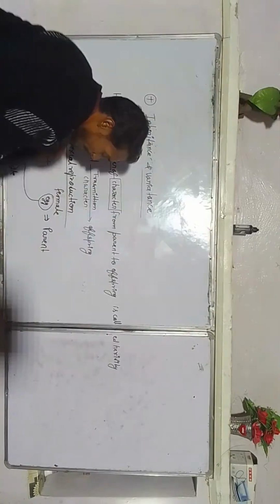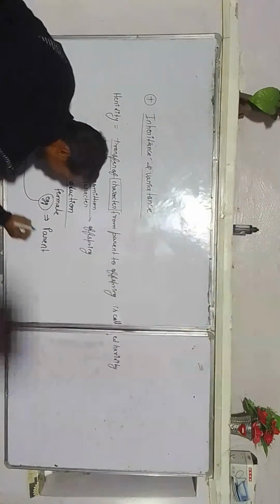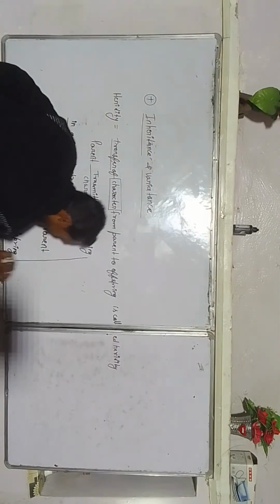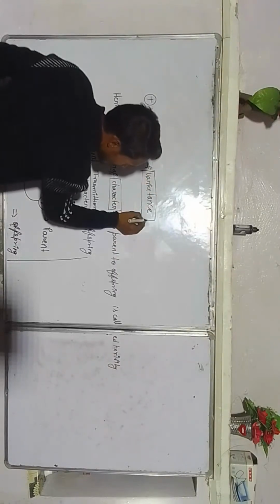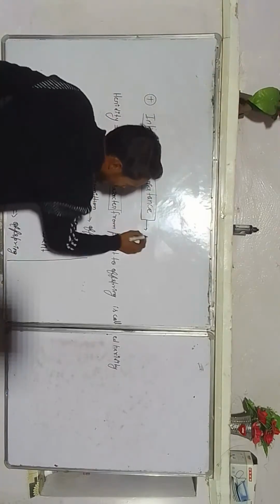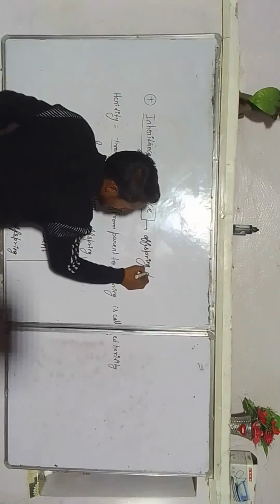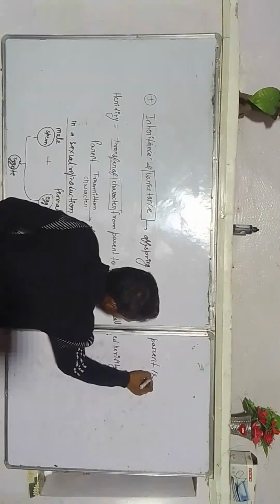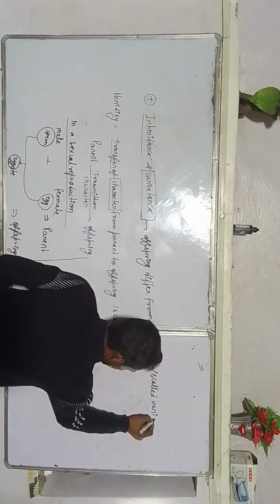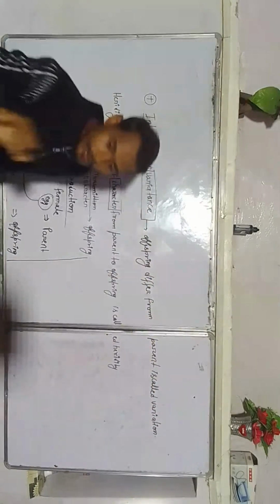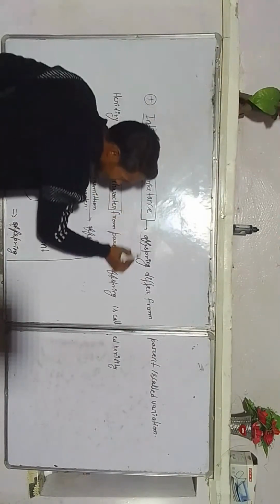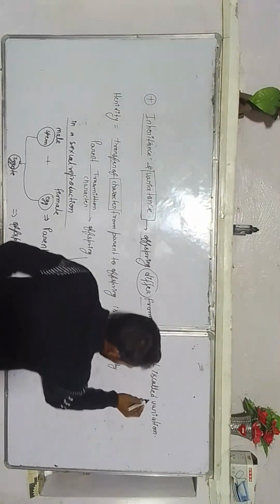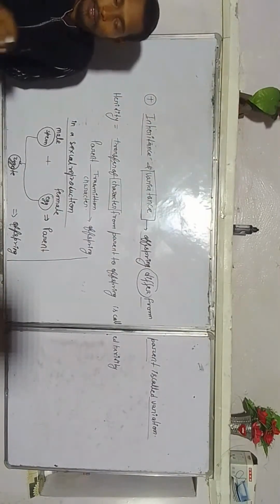So that's a parent, that's an offspring. Write this for variation: offspring differ from parent is called variation. That's all. It's called variation.